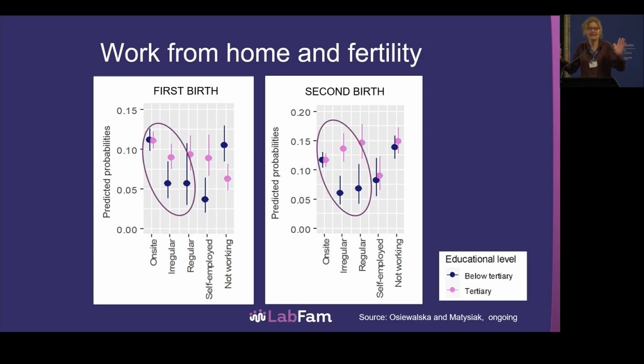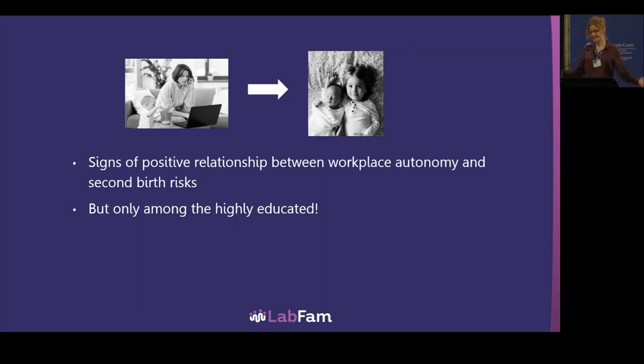And the question is what would happen if the sample was larger. But unfortunately, we had to work with what we had. So that's the conclusion from this study. There are some signs of a positive relationship between workplace autonomy and second birth risk. But if there are, that's only for the highly educated. The lower and medium educated, who usually don't have access to this flexibility, even if they have it, that doesn't help their family formation. So again, we find that they are disadvantaged.